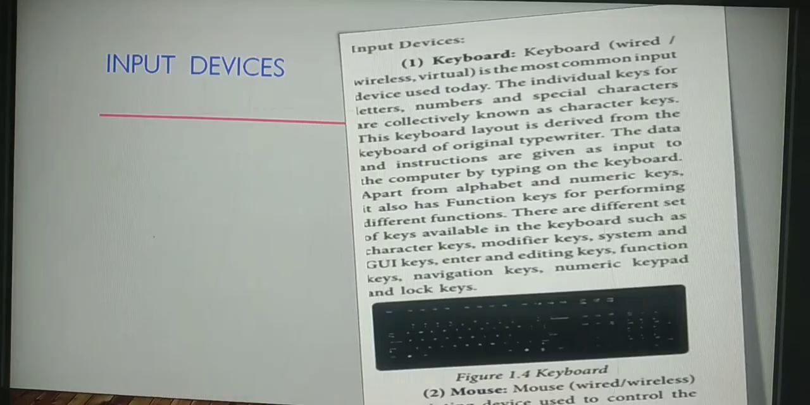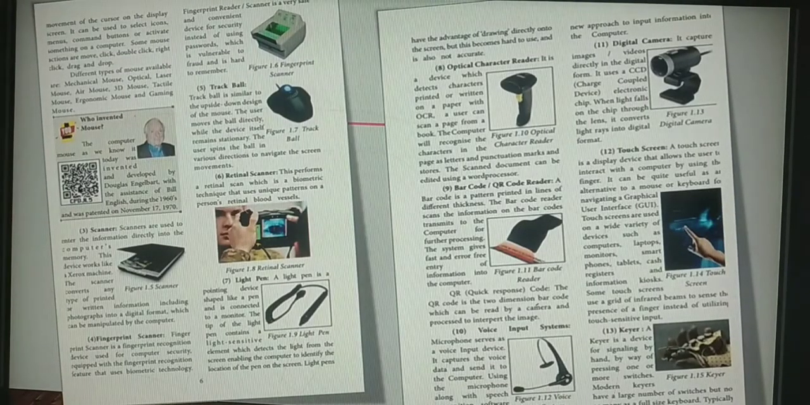Okay, next it is your input devices. This is also an extra question for you. If they ask about input devices as a 5-mark question, what do you have to do? From the keyboard you have to write till here. How many input devices are there? 13 are there. You have to write each and everything. So if it is a 5-mark question, you have to do it like this.